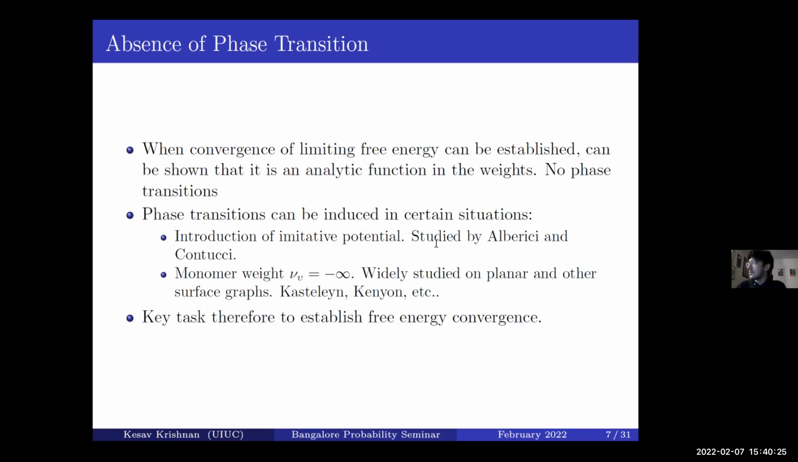What do you mean by phase transitions when the monomer weight is minus infinity? So over there, for instance, suppose you look at the square lattice and your edges that are horizontally aligned, let's say they contribute a certain weight, and the edges that are vertically aligned, they contribute a certain weight.